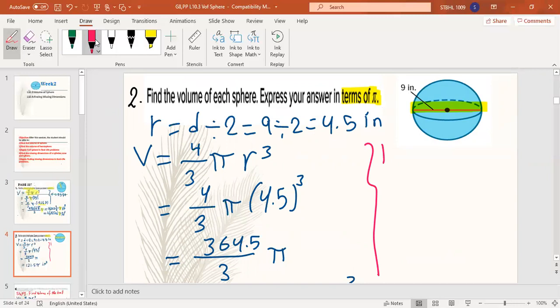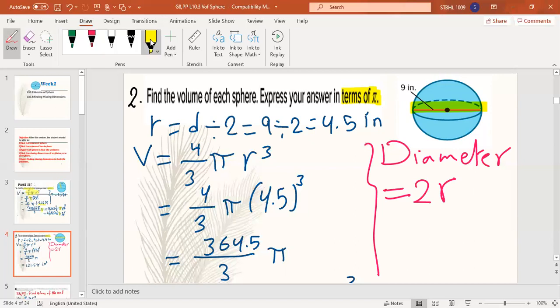Diameter of a sphere equals 2 double the radius. Another way we can say that if you want to find the radius, it will be diameter divided by 2. So radius here equal 9 divided by 2 equal 4.5 inches. And the question asks you to find volume of a sphere. So write down the formula of volume of a sphere, 4/3 pi r cubed, and substitute by r equal 4.5.